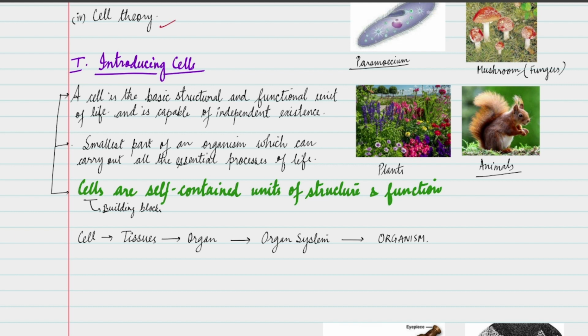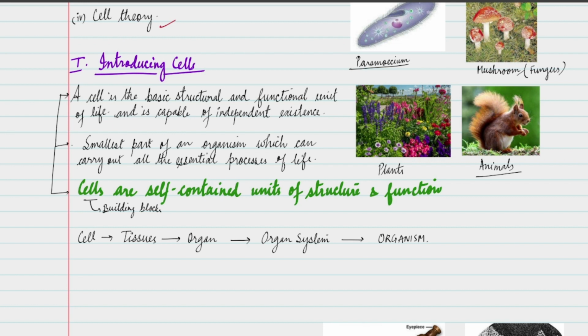Suppose different muscle cells make the muscular tissue that forms the wall of the heart and the internal structures. And then the heart is an organ which is a part of the circulatory system, one of the several systems of the body, and then it contributes to the formation of an organism.